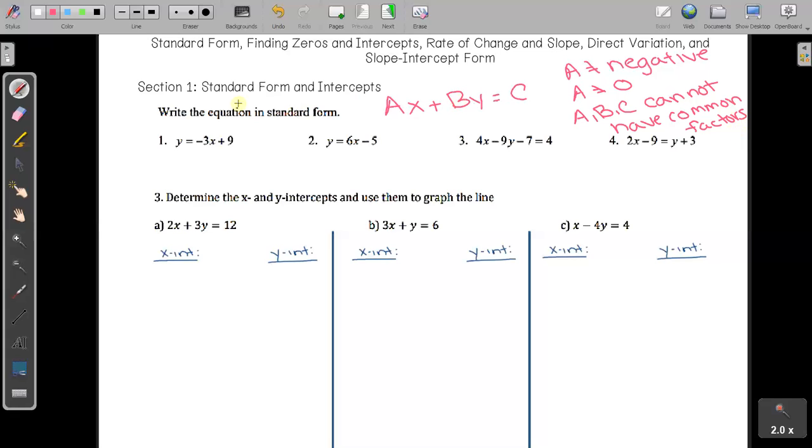Okay, so we have y equals negative 3x plus 9. We need to move x over to the same side as y. So it's minus 3x, so we're going to add 3x to both sides. It cancels out, gives us 3x plus y equaling 9. So that is our standard form equation. X and y are on the same side, and it's going to be equal to our constant c.